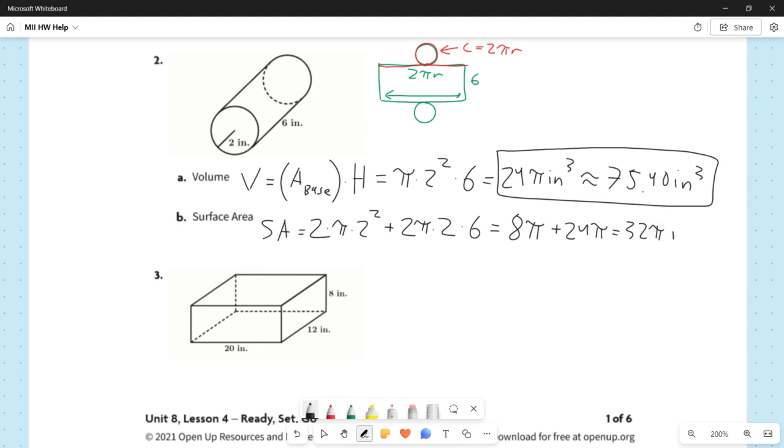Now we're talking about inches, and surface area is a 2-dimensional unit of measurement. The figure itself is 3 dimensions, but area is always 2 dimensions. So it's 32 pi inches squared. And if we want an approximate answer where we plug in for pi, we end up getting 100.53 square inches. And so that is how we find the volume and surface area of a cylinder.